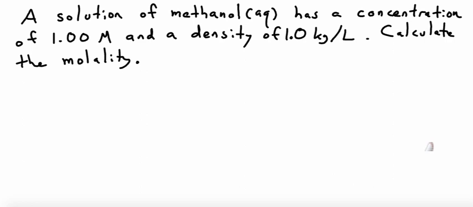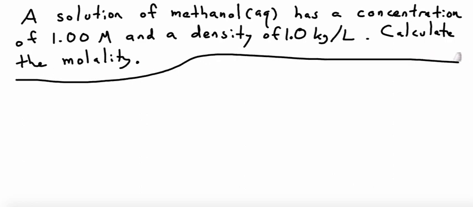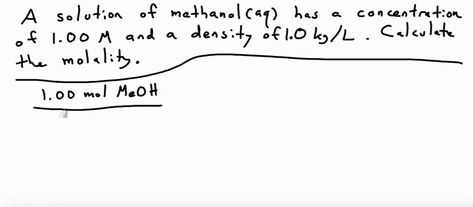So we can write out the concentration. You can say we've got 1.0 moles of methanol, and I'll just abbreviate that MeOH, methanol, for every 1 liter of solution. And so we want to convert this to molality. For molality, we need to know moles per kilogram of solvent.